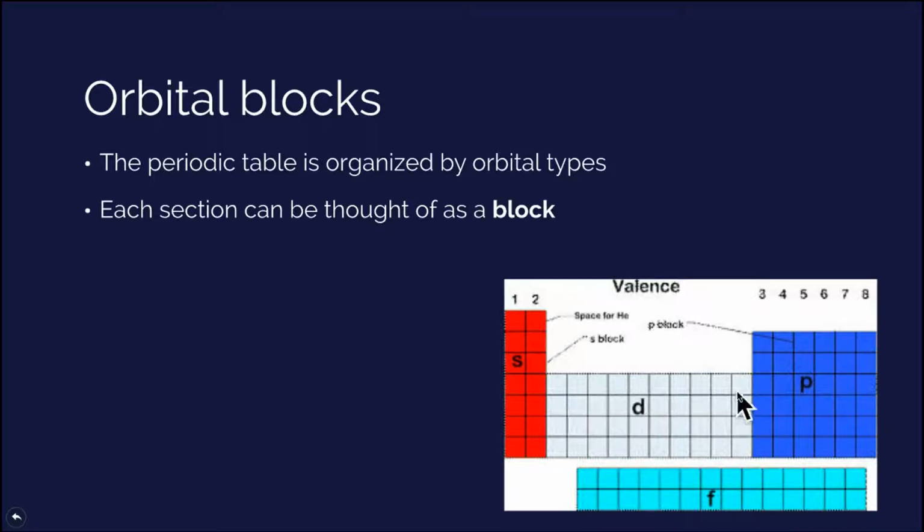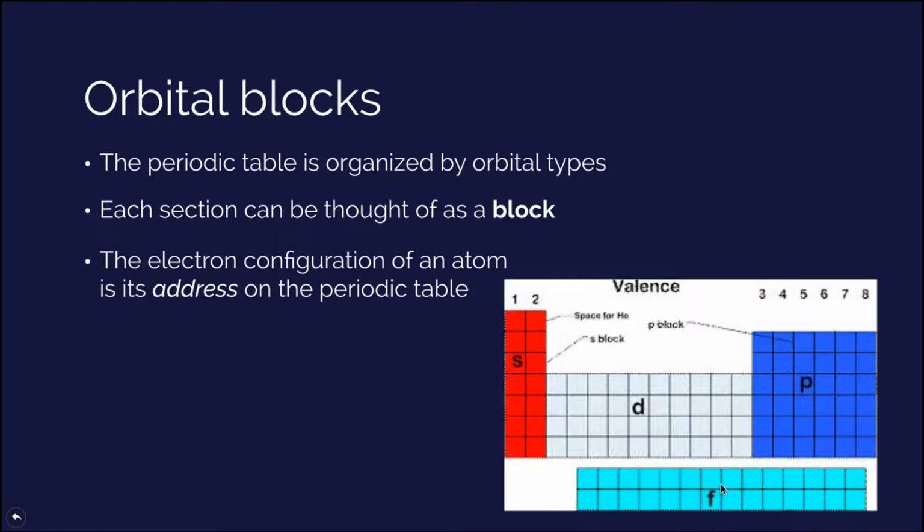Same thing for the d orbital. The transition metals are our d block of the periodic table, and their valence electrons will be found in a d orbital. And then lastly, we have the f orbital. Just like all the other ones, the valence electrons of these elements will be found in an f orbital. And so when we actually get to see the full electron configuration of an element, it's sort of like having an address on the periodic table. It tells us exactly what place it will be at on the periodic table, just through some simple counting.